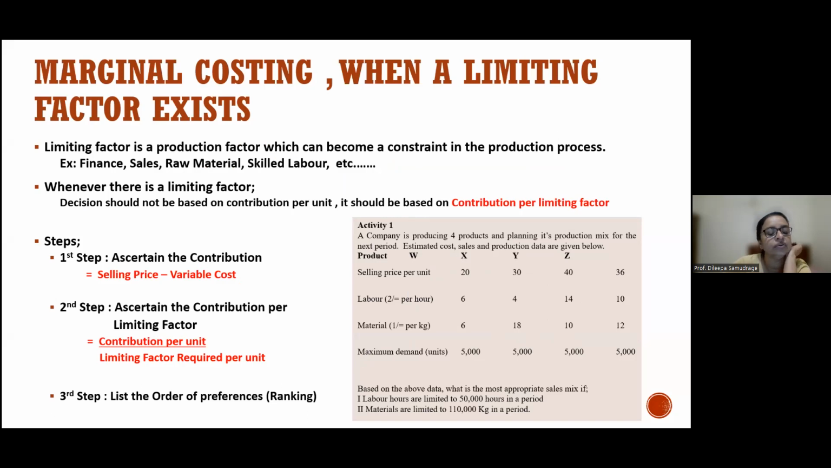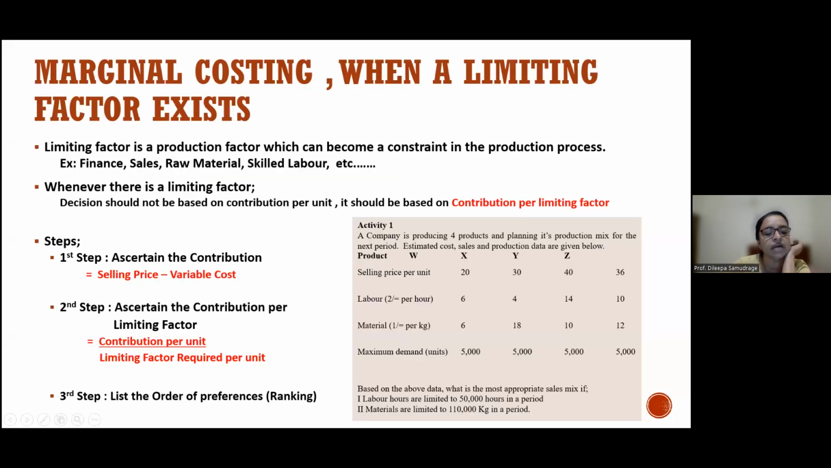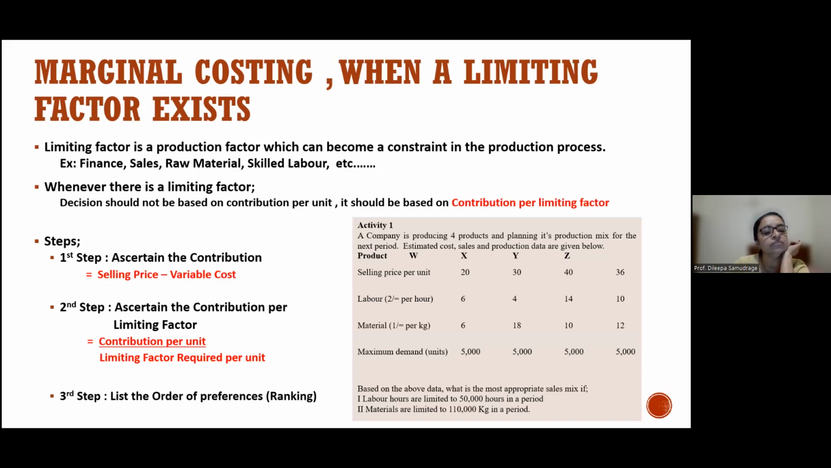Okay, so you explain when labor hours are limited, how to decide the production mix. Okay, right. You can start. Go to the first slide. Explain the first slide also. Yes, this one.